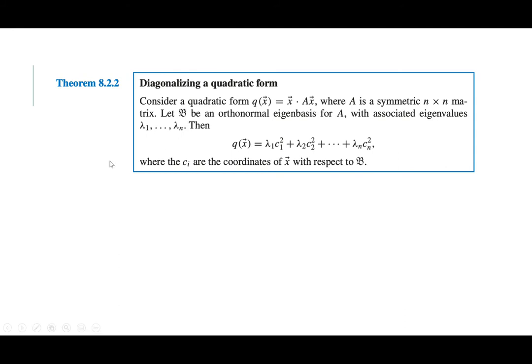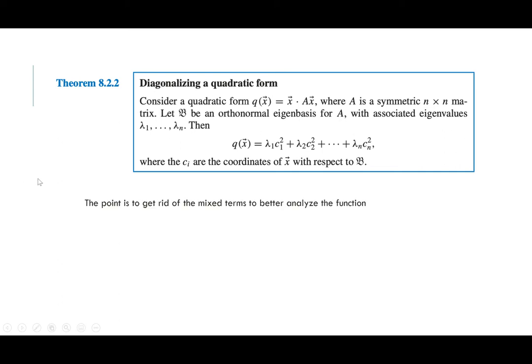It's called diagonalizing a quadratic form. So it says, suppose you have a quadratic form that can be written in this way, where A is a symmetric matrix, and let B be an orthonormal eigenbasis for A, which is guaranteed by the spectral theorem, with associated eigenvalues lambda 1 through lambda n. Then we can write the quadratic form as q of x equals lambda 1 c1 squared plus lambda 2 c2 squared all the way to lambda n cn squared, where c1, c2, all the way to cn are the coordinates of x with respect to the orthonormal eigenbasis for A.